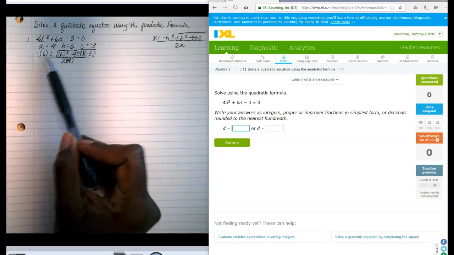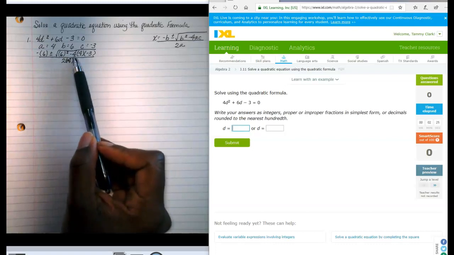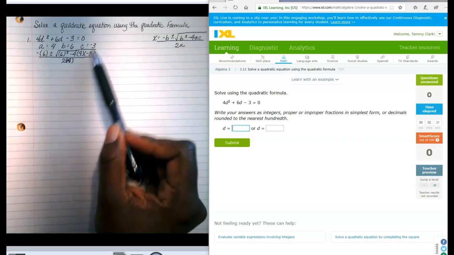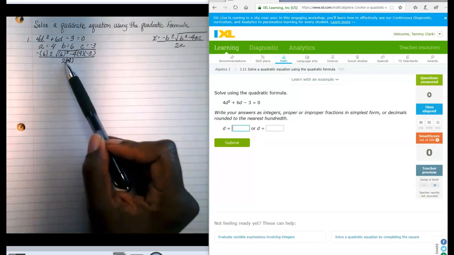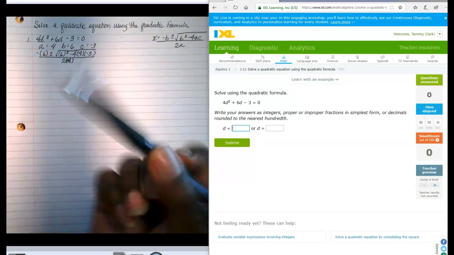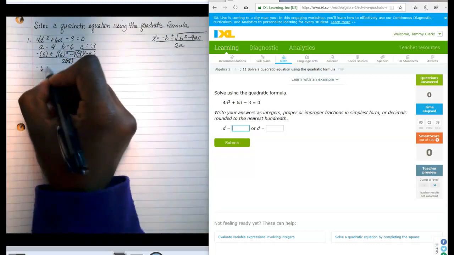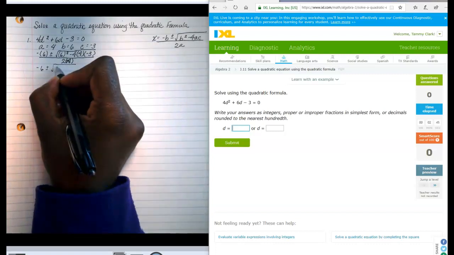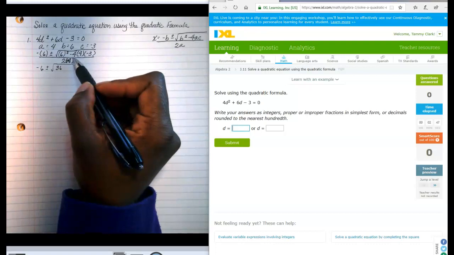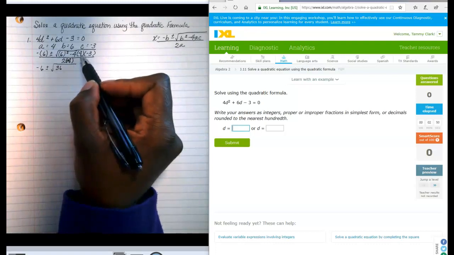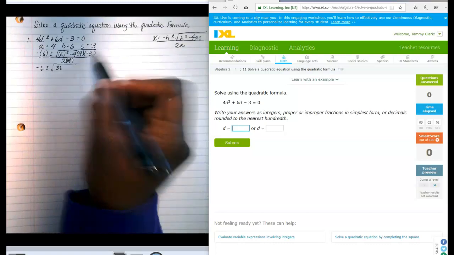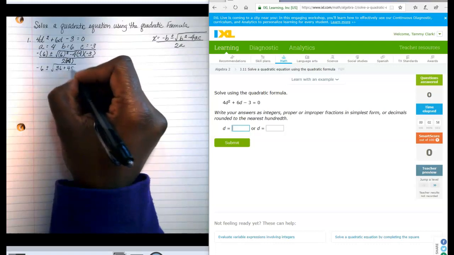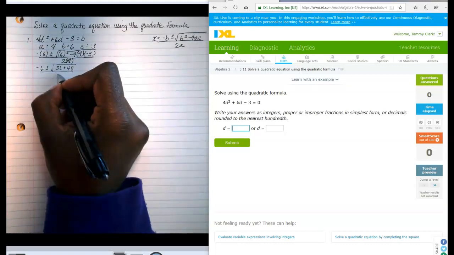So I've got the opposite of 6, plus or minus 6 squared minus 4, times 4, which is the a, times c, which is the negative 3 here. All of that divided by 2 multiplied by 4. So we've got negative 6 plus or minus the square root of 6 squared, which is 36. And then we've got negative 4 times 4, which is negative 16, times negative 3, which is actually positive 48. And we're going to divide all of that by 8.